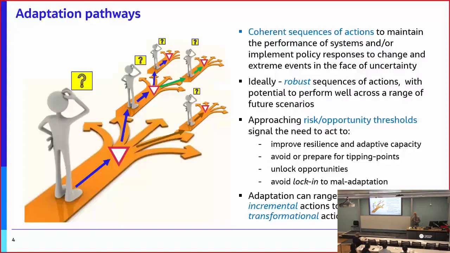And what we're looking for are robust sequences of actions. Now, what do we mean by robust? They're actions that work well across a range of future scenarios. So we're looking for robustness. We're looking to improve resilience, but also adaptive capacity.